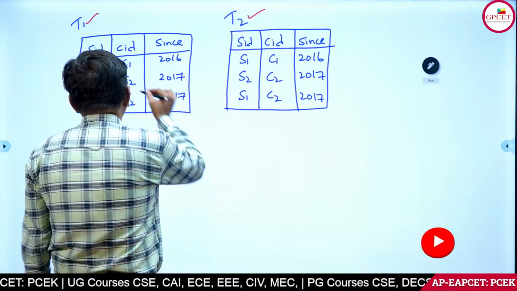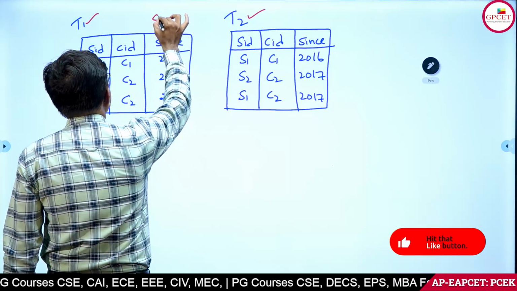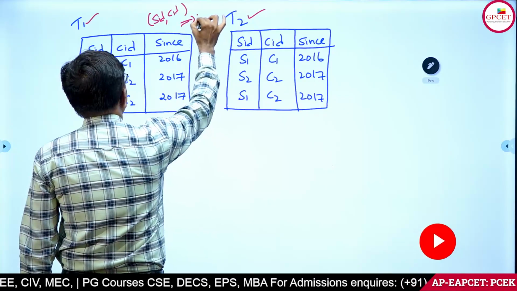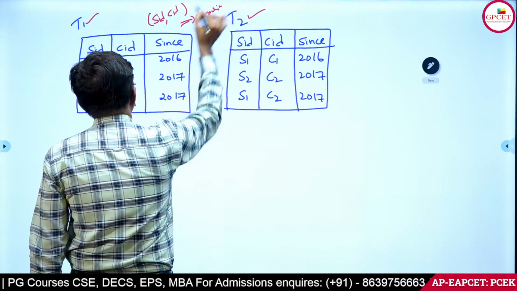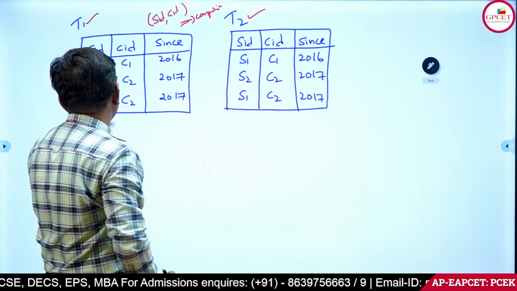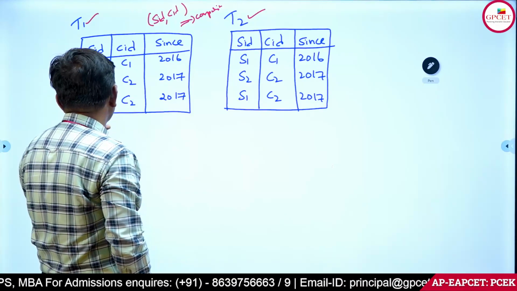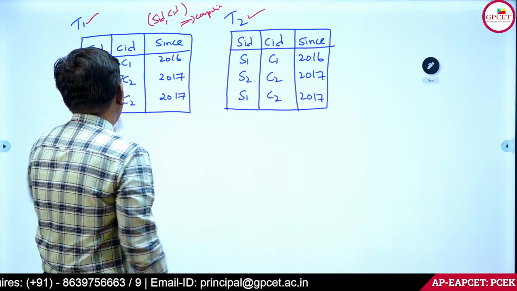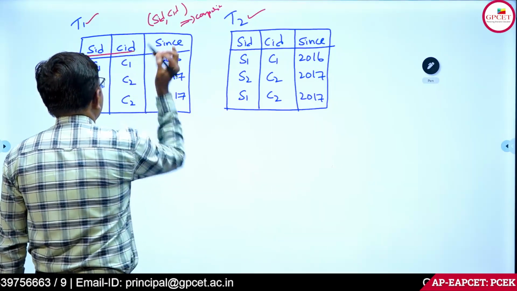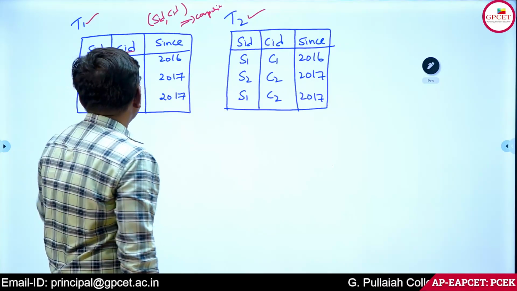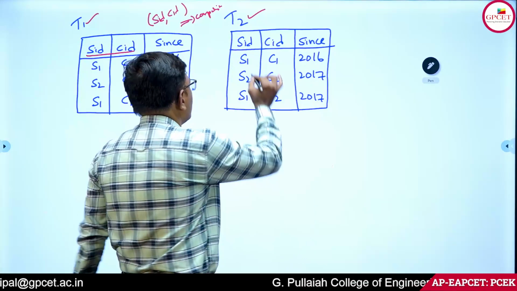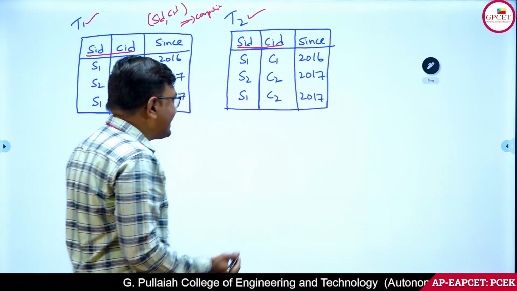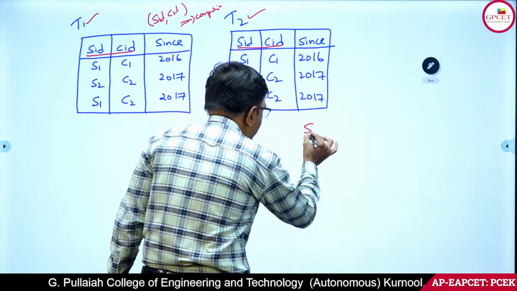Here we have a composite key: SID and CID together. What is S1 C1? Is there any duplication of S1 C1? No. S2 C2? No. S1 C2? No. That is why SID, CID is a composite key. In alias T1 as well as alias T2, SID, CID is also a composite key. And what is the syntax based on structured query language? Select.